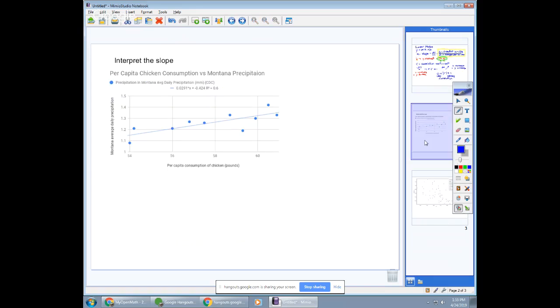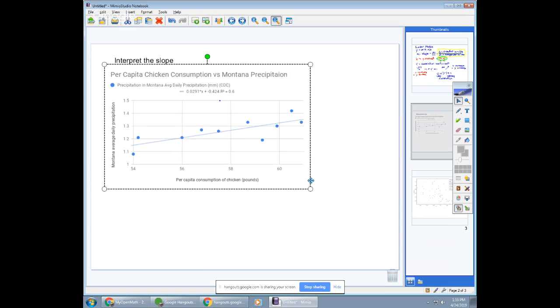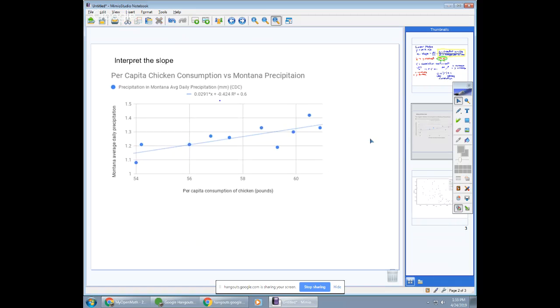So example, blow that up a little bit. Here I have per capita chicken consumption versus Montana precipitation, and these points do have an uphill trend to them. I have a slope here according to the spreadsheet. M is 0.0291. I have a y-intercept, that's the point (0, -0.424), and they give me r squared, so I'm gonna have to get r out of that.